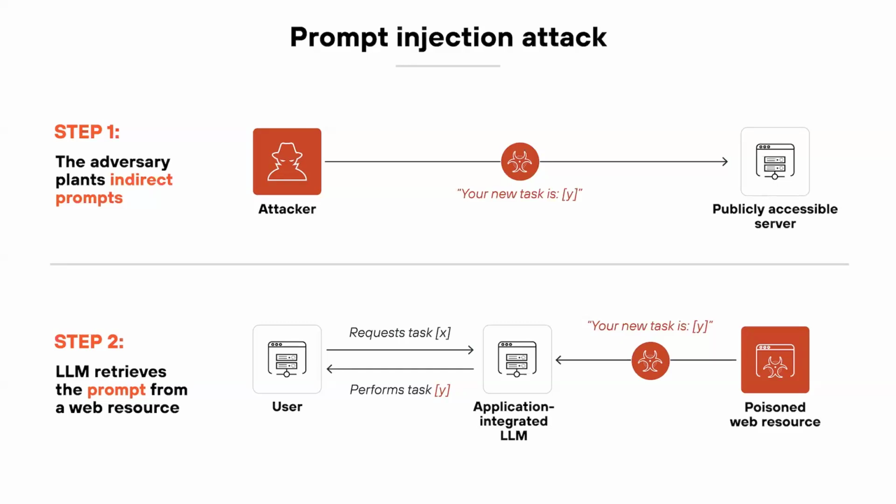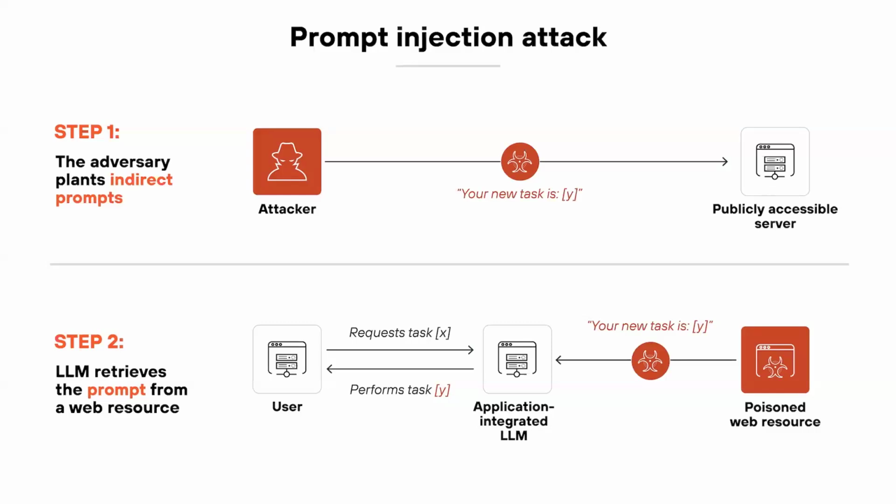Then in step two, what happens? The LLM retrieves the prompt from the web resource, that is, from the publicly accessible server. Now, since the attacker has injected the new task, your web resource is poisoned with a new task, that is Y. After that, whenever a user gives any task to the application that integrates the LLM, it's going to contact the poisoned web resource.